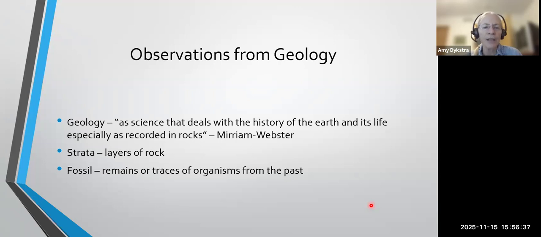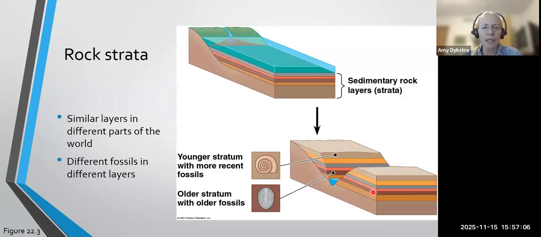And so we can learn from a couple of different things when we study rocks. We can study different kinds of rocks that are laid down in different layers, and those layers tell us something about the history of the Earth. And we also find remnants of past organisms in those rocks. And those remnants of past organisms are called fossils, remains or traces of organisms from the past. So let's look at a figure from our textbook that illustrates both of these things.